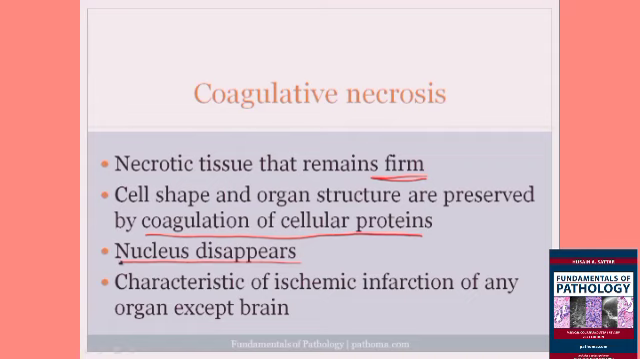The characteristic circumstance in which coagulative necrosis occurs is ischemic infarction. Every organ in the body that undergoes ischemic infarction will actually exhibit coagulative necrosis. The only exception is the brain. So, again, coagulative necrosis is seen with ischemia of any organ except the brain.